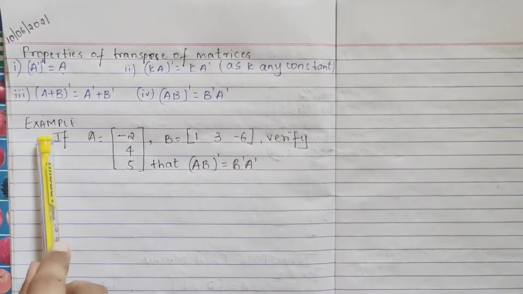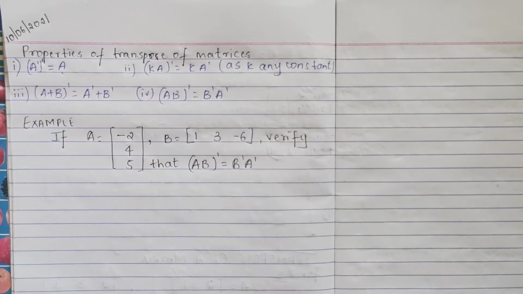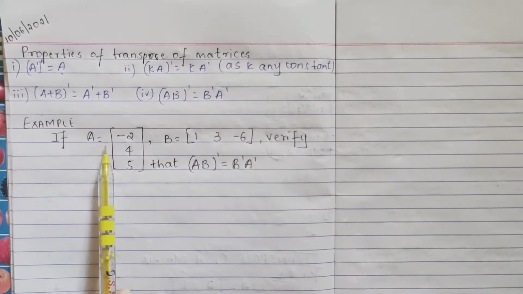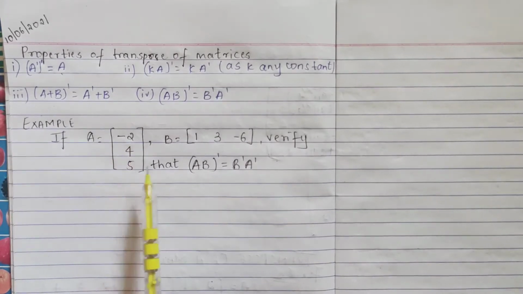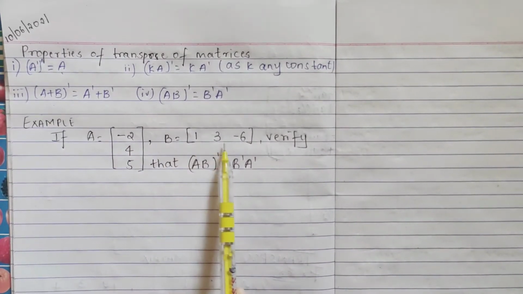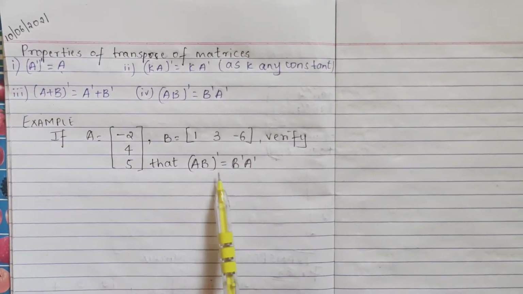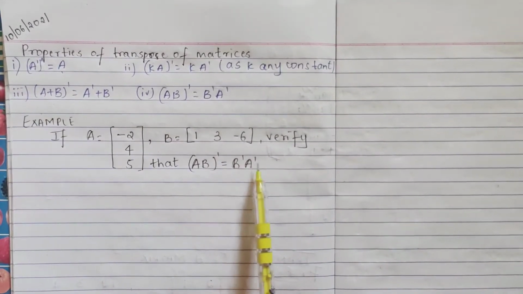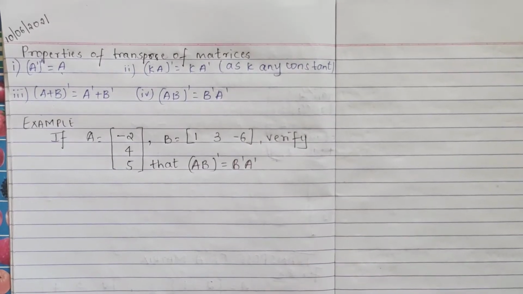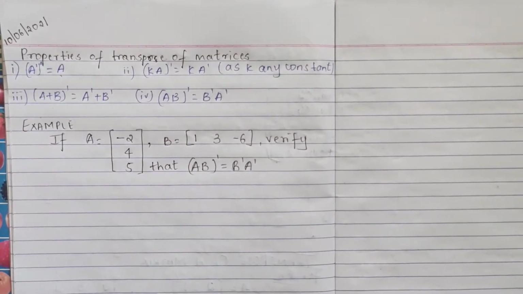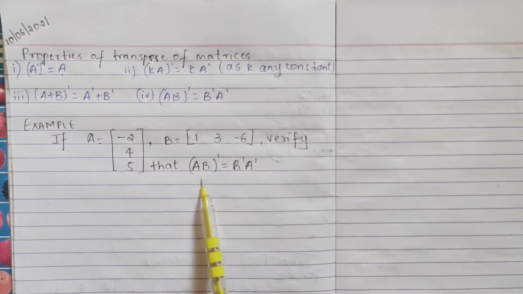I have taken an example, it is of a product. If A is equal to [-2, 4, 5] and B is equal to [1, 3, -6], verify that (AB) transpose should be equal to B transpose into A transpose. So we'll try to solve it. We'll see whether this holds good or not, whether we'll get the same or not. They're telling you to verify.